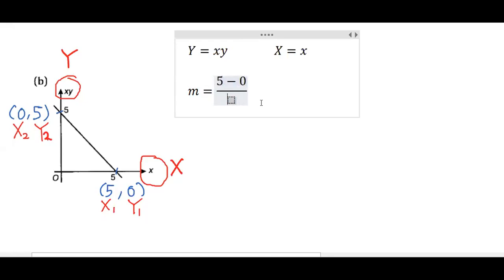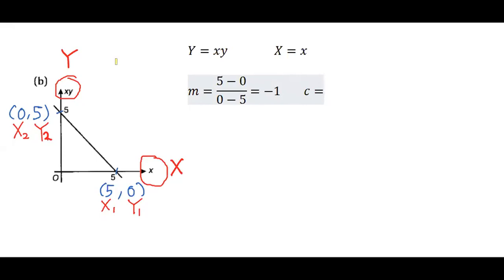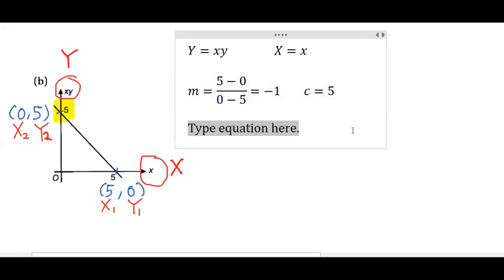Y2 minus Y1, X2 minus X1. Answer? 5 tolak 0, 0 tolak 5. Negative 1. Okay, did you see your y-intercept? Pintasan y kamu mana? Negative 5, betul. This one, C. 5. Jadi, kalau ikut formula, big Y equals to mx plus C.